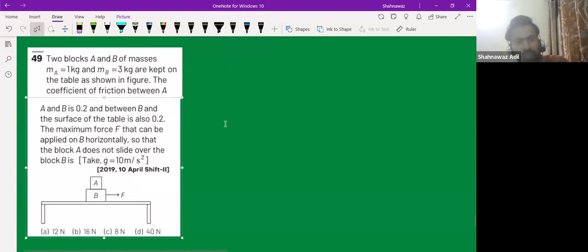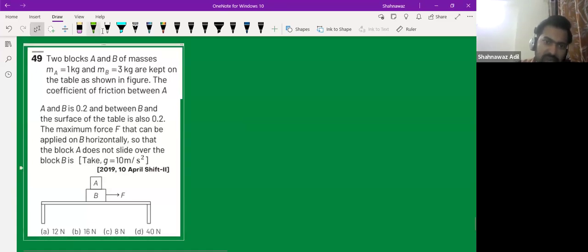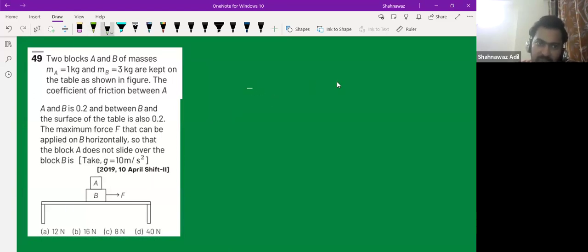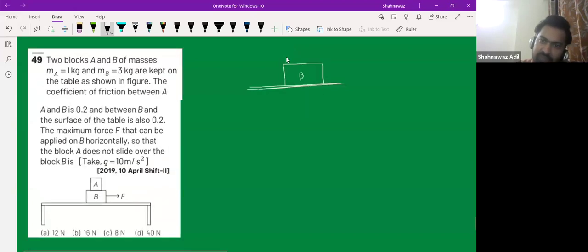Yeah. So now we have different scenarios, right? We have everything. This table also has some friction. So we have this block B and the upper block A.